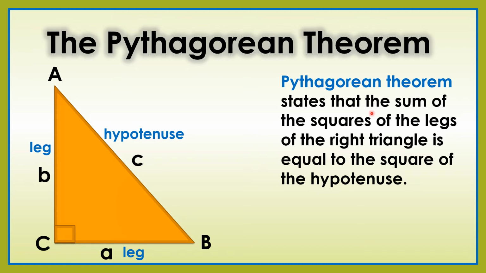So sabi dito, the sum of the squares of the legs, so ibig sabihin i-square natin yung legs na a at saka yung b, of the right triangle is equal to the square of the hypotenuse. So, ibig sabihin, i-square din natin ang hypotenuse. So, that is c squared is equal to a squared plus b squared. So, ito ang ibig sabihin ng Pythagorean Theorem.